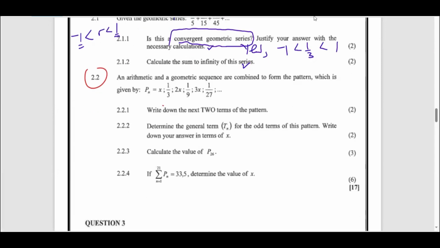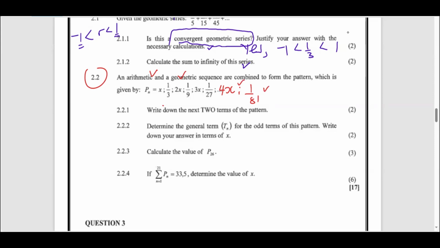They're telling us that there's a combination of the geometric as well as the arithmetic. So then they want us to write down the next two terms of the pattern. If this is 1x, 2x, 3x, the next part will be 4x. This is 1/3, 1/9, 1/27. We shall have 1/81. It's like we're multiplying through by a third. So these are our next two terms as per the question.